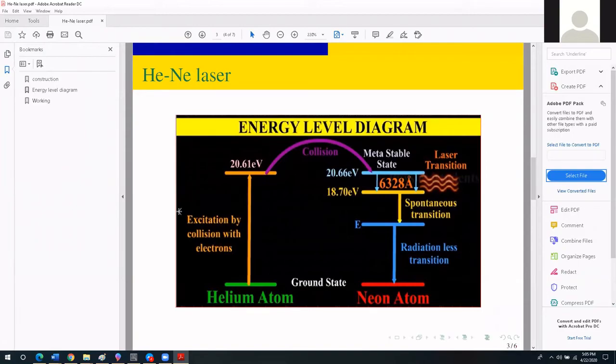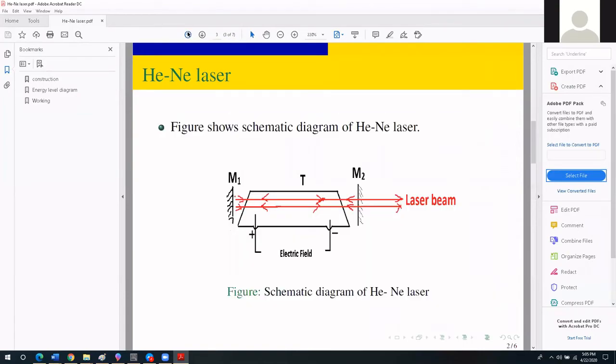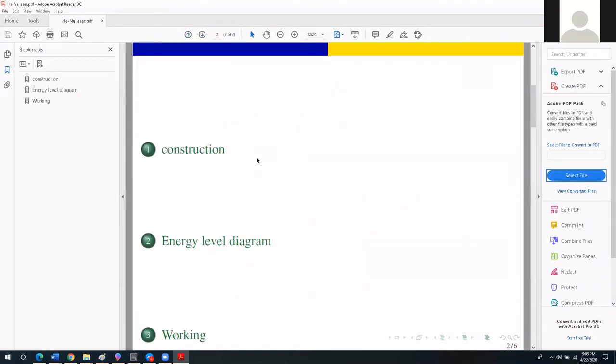Let me repeat briefly, one time. It is a little bit lengthy, so please be serious, and it is very important. It's a very important long question. Working of helium neon laser is generally asked as a long question, and you have to write first the diagram, energy level diagram, and working.